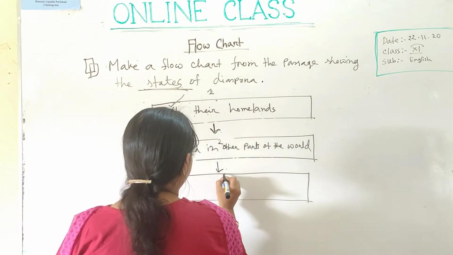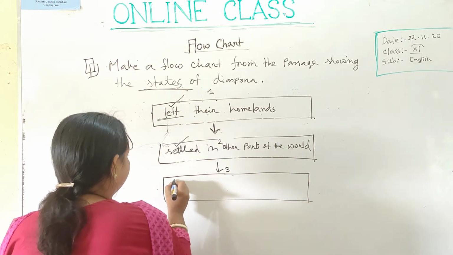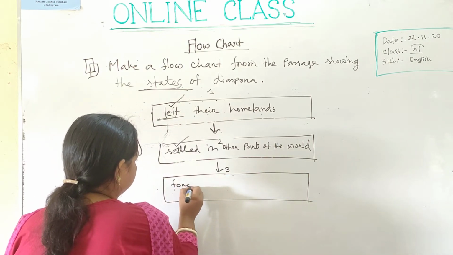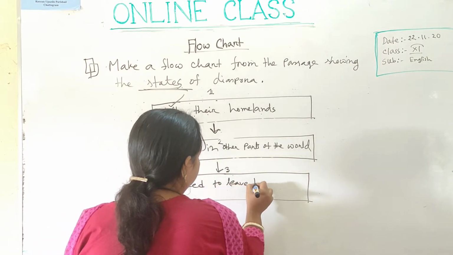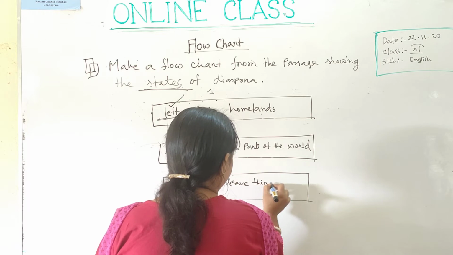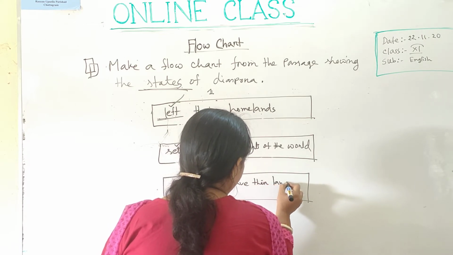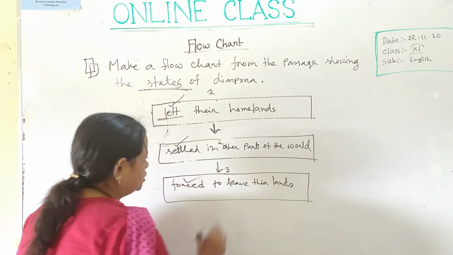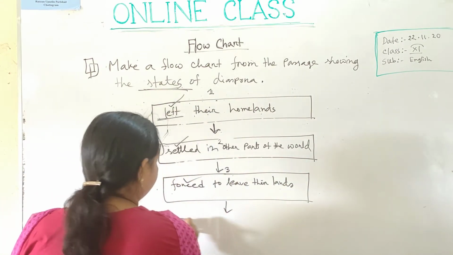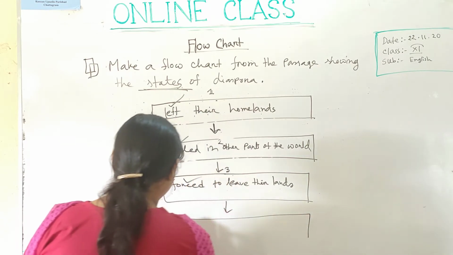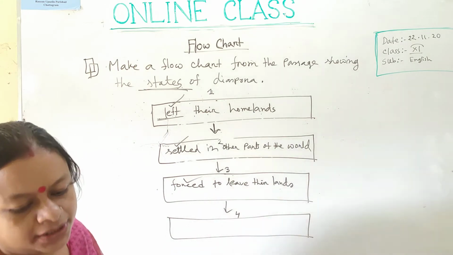Number 3, forced to leave their lands, omitting the subject. Then another number 4, forced to leave their lands.